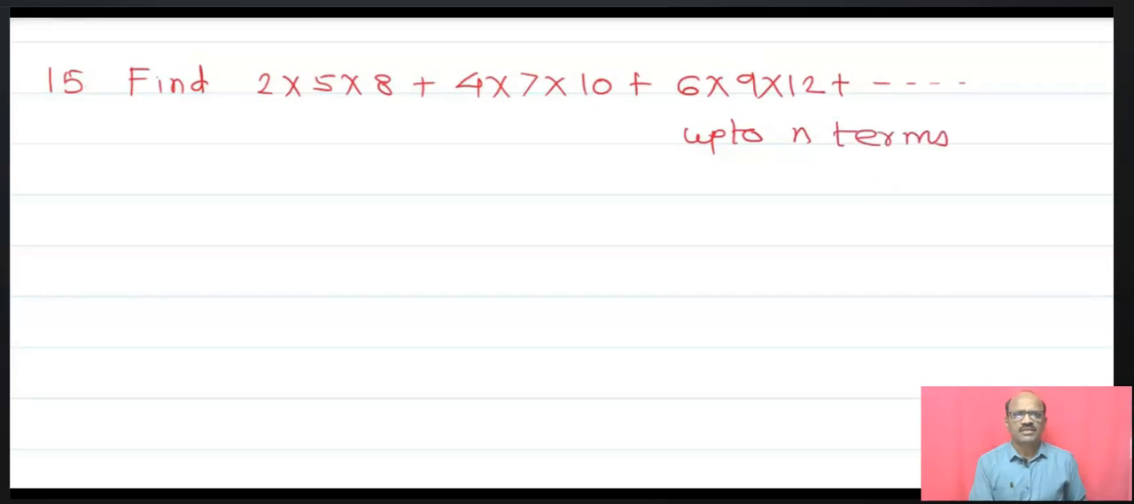Now here there are the product of the three terms, that is 2, 4, 6. A is equal to 2, common difference is 2 for the first product term. For the middle one, 5, 7 and 9, the first term A is equal to 5, common difference is 2. And for the third, 8, 10, first is 8, common difference is 2. And in this way, we will find out all the terms. See this here.